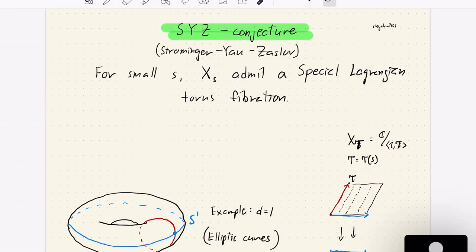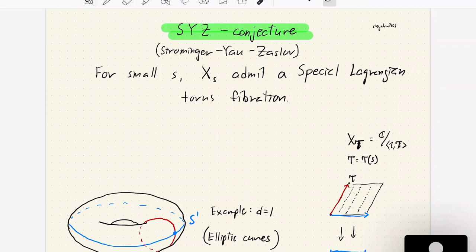As s tends to zero, this is going to degenerate in some sense. And what's going to happen here is that one of the generators of this lattice is going to converge to zero, or at least up to rescaling, it's going to converge to zero. One feature of this picture on the right here is that when we represent our elliptic curves in this way, the Calabi-Yau metrics are very visible. The Calabi-Yau metrics are the ones you get by just inheriting the metric from C. So if this generator tends to zero, that would correspond to these fibers collapsing with respect to the Calabi-Yau metric.